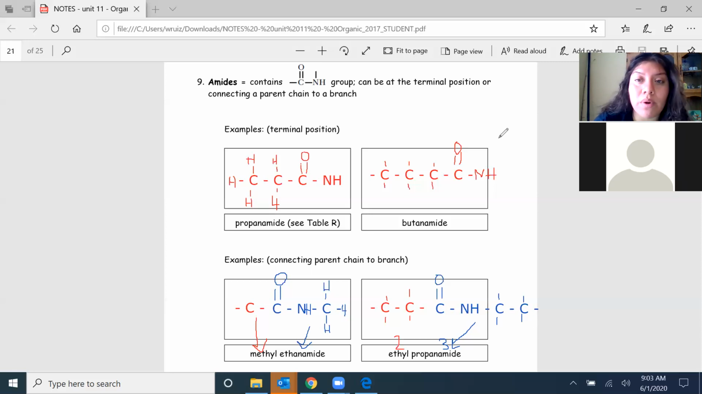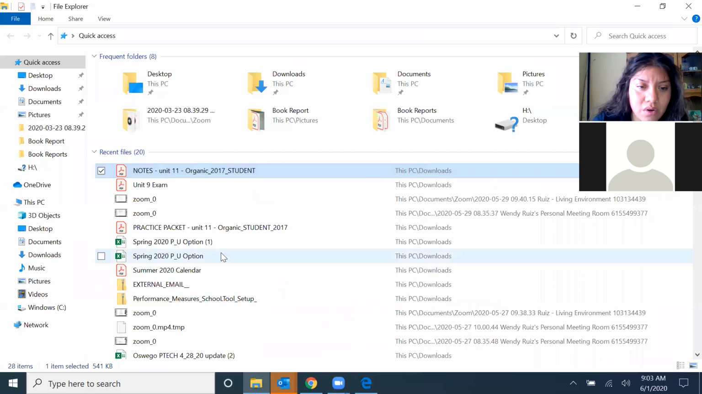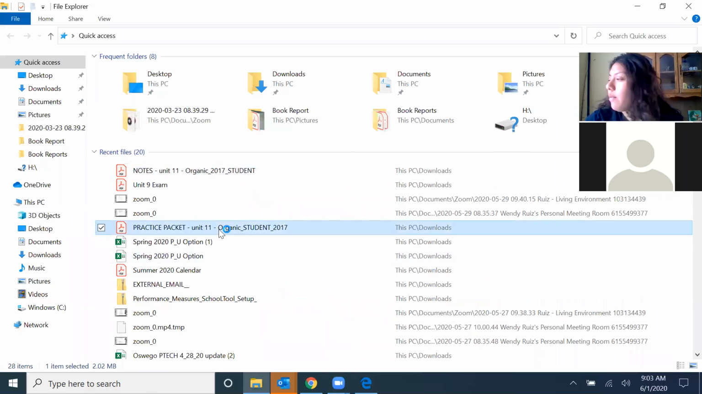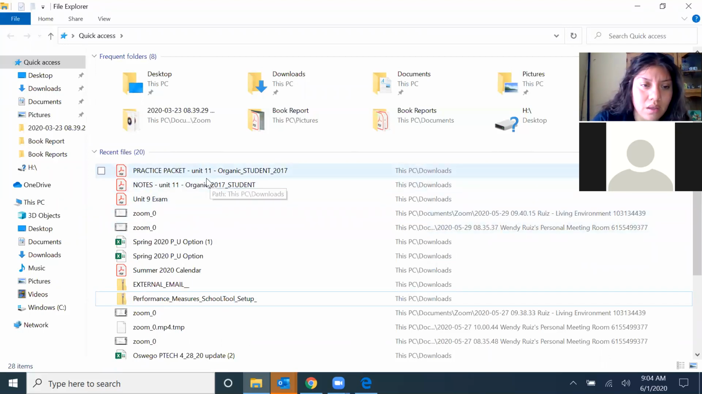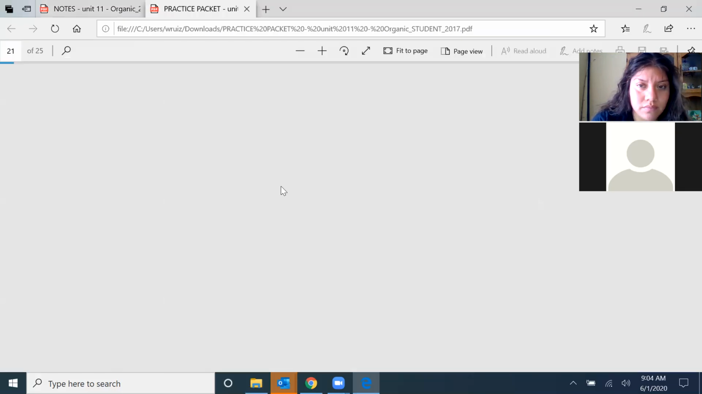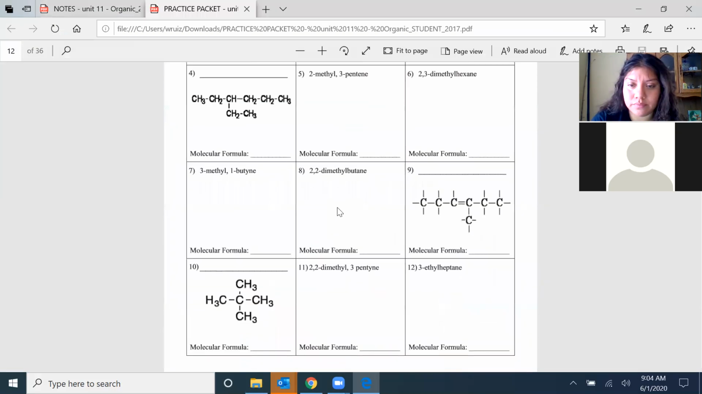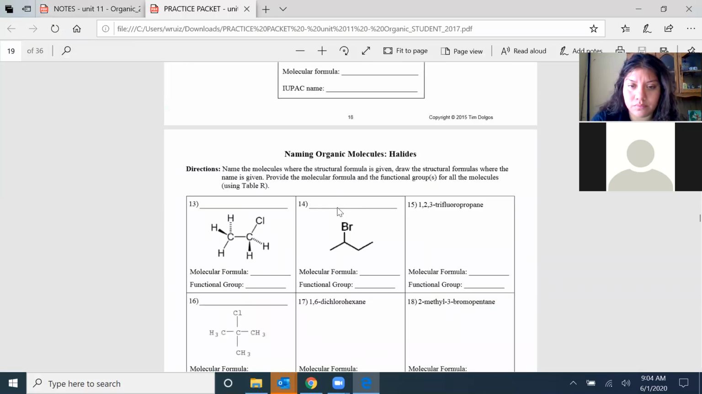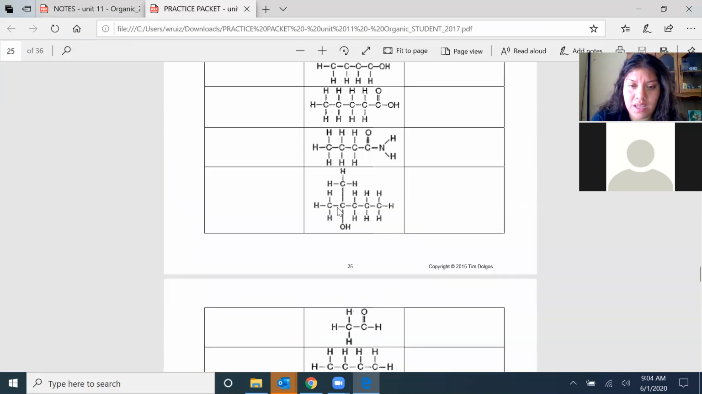Unless anybody has any questions, your homework for tonight. I do want to go over the homework. If you look at your notebook, I want you guys to go to page 228. It looks like this, like this, and like this.